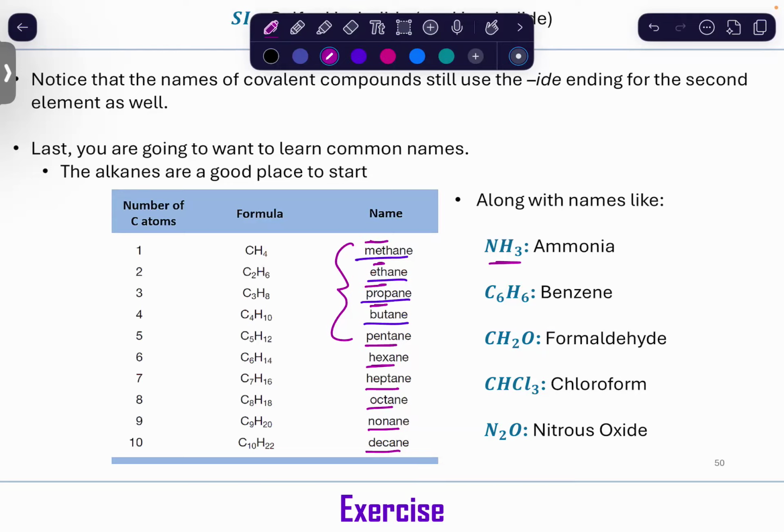CHCl3, that's chloroform. So, for example, the IUPAC way of dealing with that would be calling that trichloromethane, but the common name is chloroform. And N2O, you could call that dinitrogen oxide because you have 2 nitrogens, but its common name is nitrous oxide.